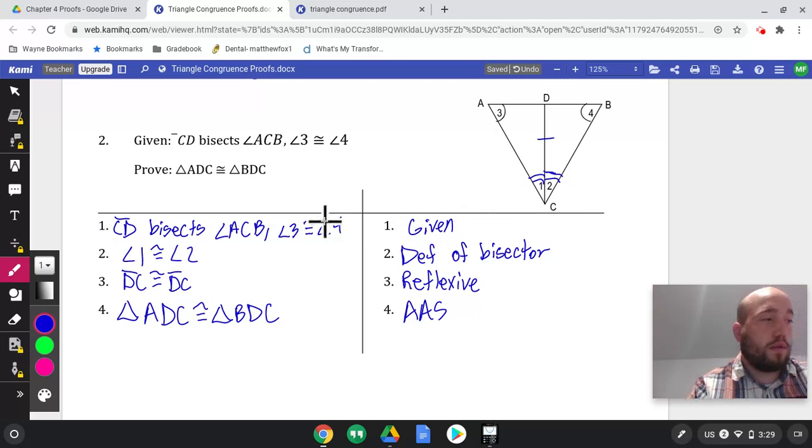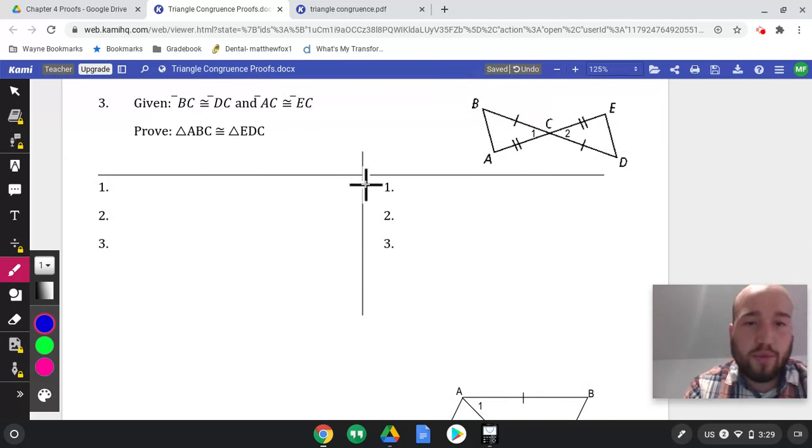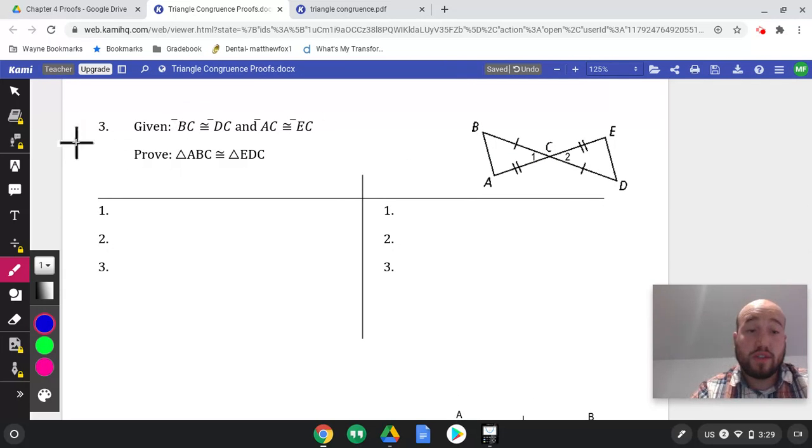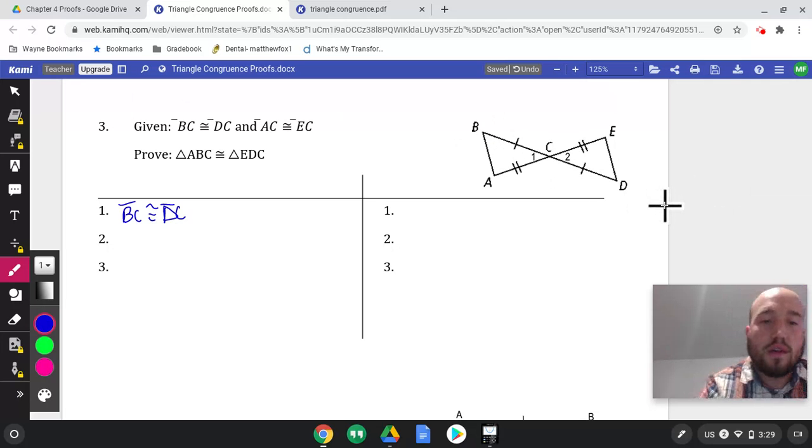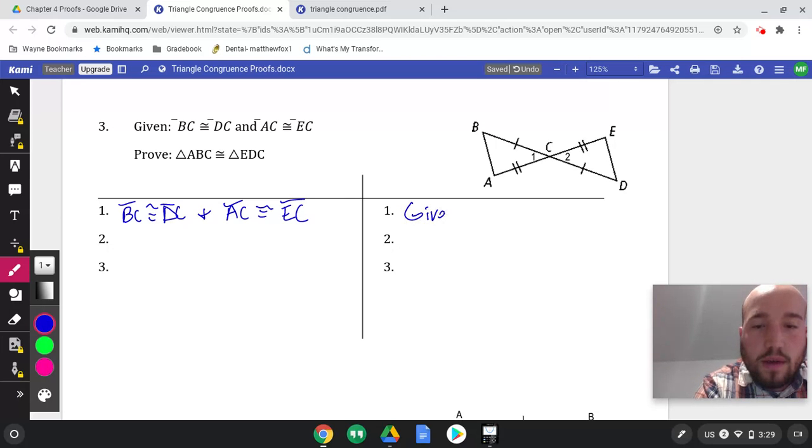All right. So a couple more proofs to look at. Once again, they give us some information here. So segment BC is congruent to segment DC. And this is already marked. BC here is congruent to DC. And we also know that segment AC is congruent to EC. And that has all been given to us.